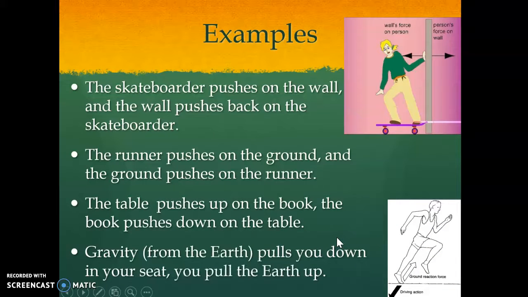The table pushes up on the book, the book pushes down on the table. That's another good example. The last one, gravity from Earth pulls you down in your seat. You pull the Earth up. That's one we're going to have to think about for a minute here. Okay, we're going to think about that last example.